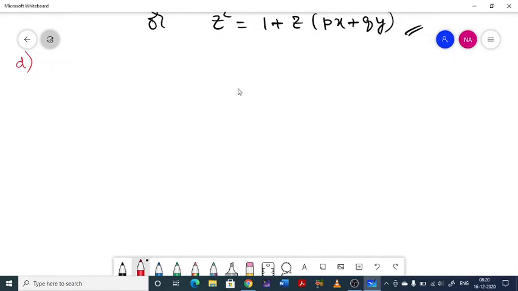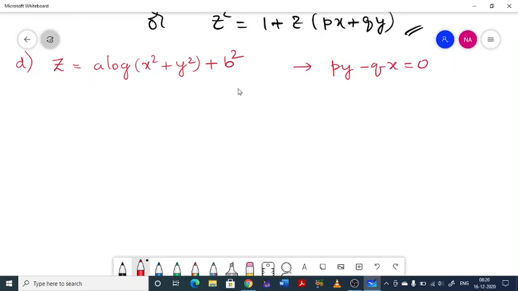So try to solve this one. This is actually an easy one. Z equal to a into log of x square plus y square plus b square. I have to get finally the answer py minus qx equal to 0. Similarly, one more. I think it takes more steps, so I will solve that myself.